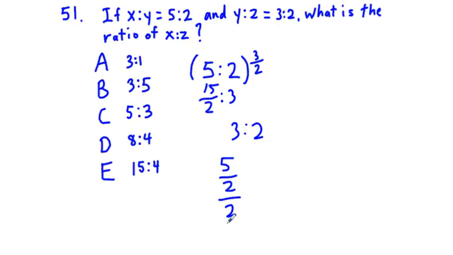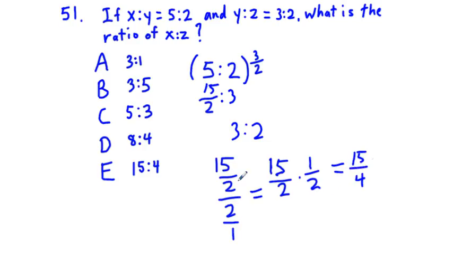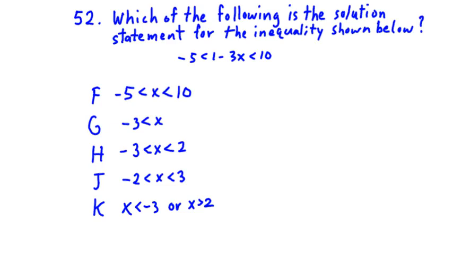And to do that, dividing by a fraction is the same as multiplying by its reciprocal. So we divide it by 2 over 1, we multiply by 1 over 2. When we just multiply across, we get 15/4. So our correct answer to this one is going to be answer choice E, 15 to 4 ratio.